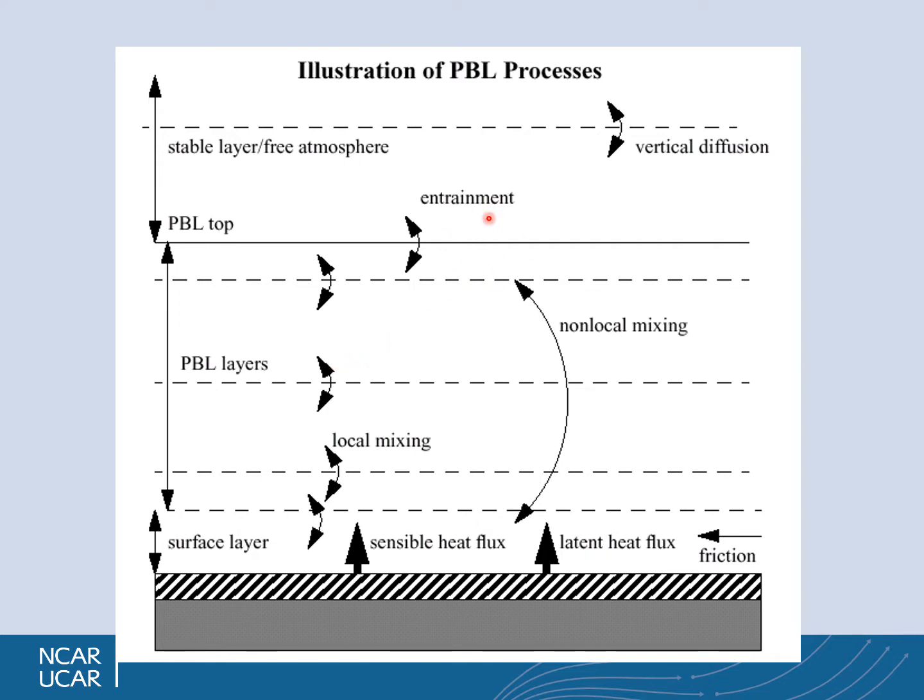Also, the boundary layer grows by entrainment, so the growth of the height of the boundary layer depends a lot on how much of the air is entrained from above. Above the boundary layer is a stable free atmosphere, where the mixing is just always local with vertical diffusion.